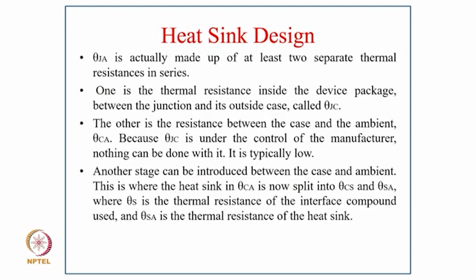Now coming to heat sink design, theta J is usually made of at least two separate thermal resistances in series. One is the thermal resistance inside the device package between the junction and its outside case, called theta Jc. The other is the resistance between the case and the ambient, theta Ca. Because theta Jc is under the control of the manufacturer, nothing can be done with it; it is typically low. Another stage can be introduced between the case and ambient, and this is where the heat sink comes in, with theta Ca now split into theta Cs and theta Sa. Theta Cs is the thermal resistance of the interface compound used, and theta Sa is the thermal resistance of the heat sink.